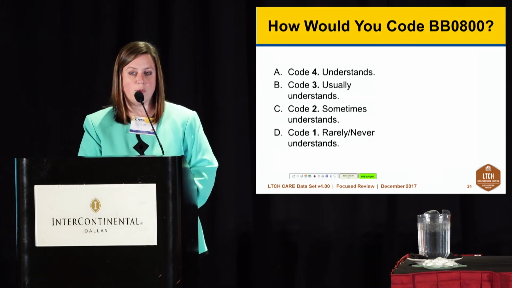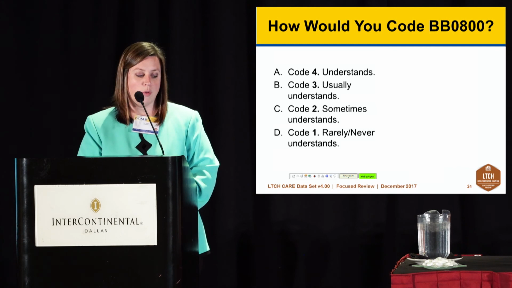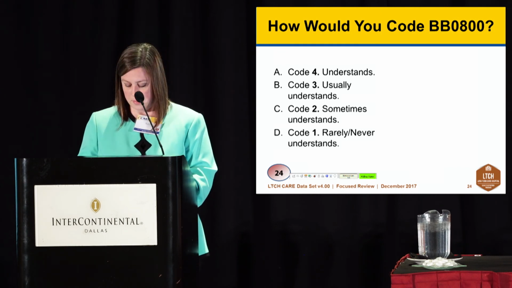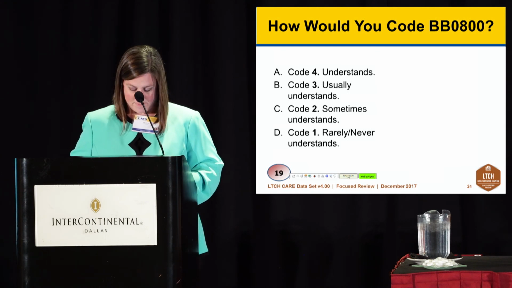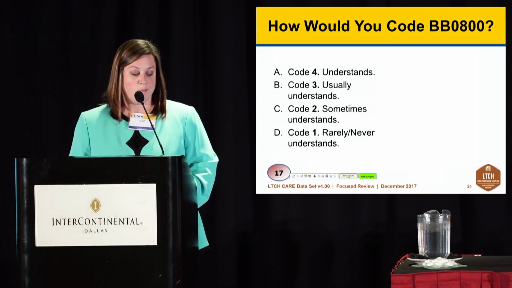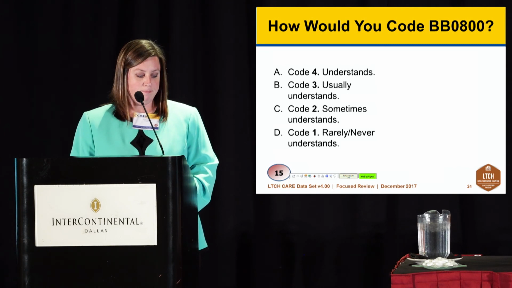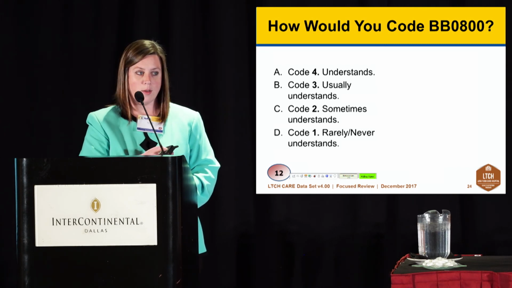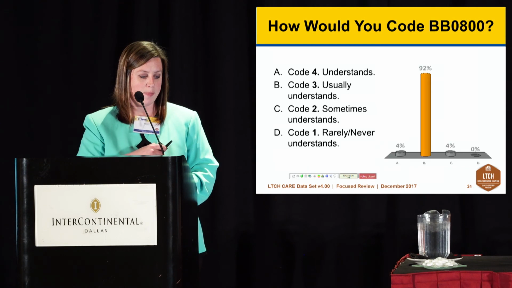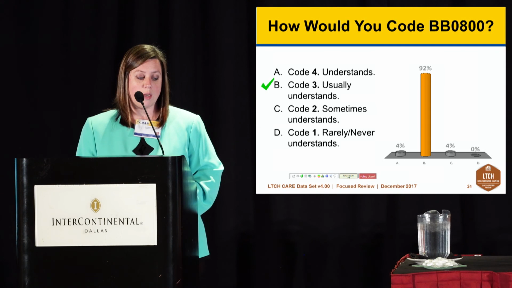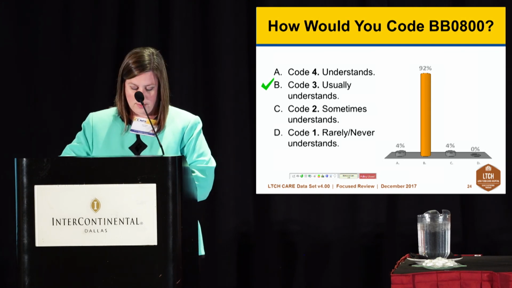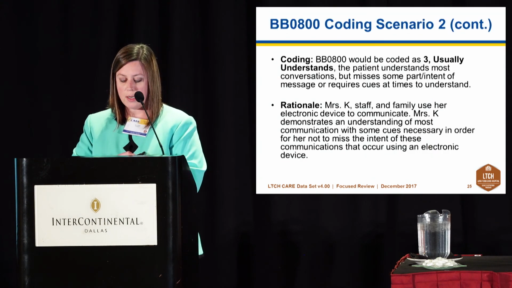And for this, we would choose from code 4, understands, code 3, usually understands, code 2, sometimes understands, and code 1, rarely or never understands. Okay, it looks like everybody has made a selection. So 92% chose the correct answer, which is code 3, usually understands. So let's go through our reasoning for that selection.